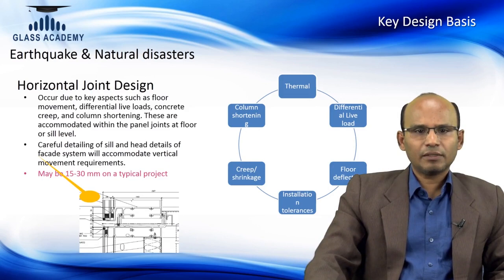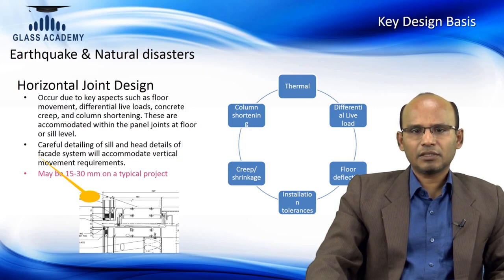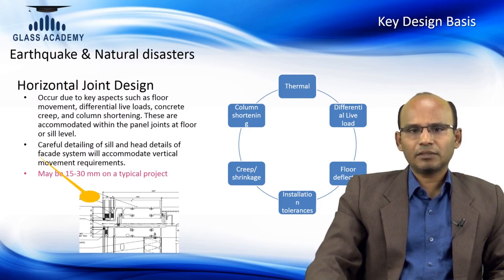Horizontal joint design, this is the same detail as we have seen previously. The joint needs to take care of the same aspects: differential live load, floor deflection, installation tolerances. One more aspect is critical for the horizontal joint, which is creep or shrinkage and column shortening. These two are long term effects which will impact the framing elements of the facades. So the facade system needs to be designed for joint design.